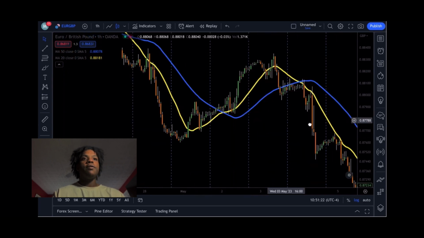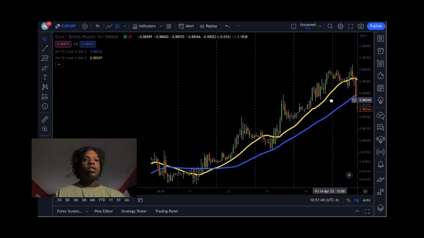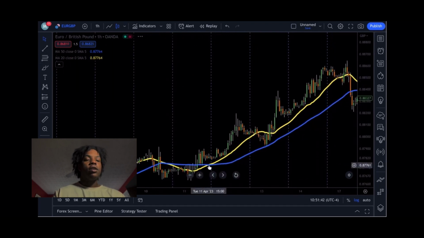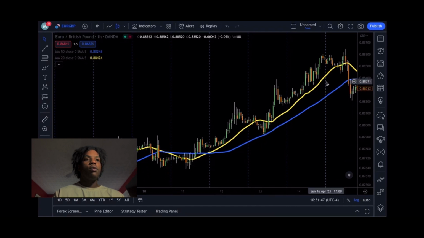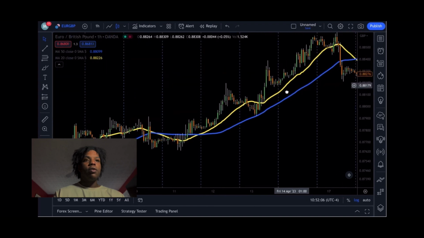So let me show you a different instance where the yellow line is above the blue line. Perfect. So you see how right here, the yellow line is above the blue line. Once you see the 20-day above the 50-day, which is my yellow line is my 20-day and my 50-day is my blue line, what do you see the price begin to do? We see the price begin to go up, right?